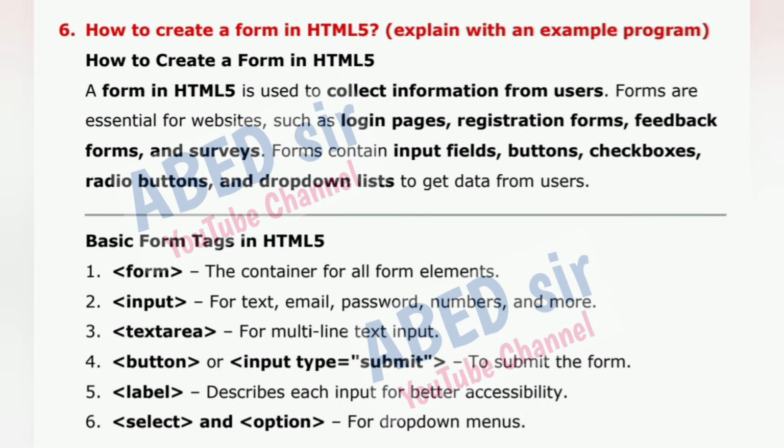Basic form tags in HTML5. 1. Form, the container for all form elements. 2. Input for text, email, password, numbers, and more. 3. Textarea, for multi-line text input. 4. Button or input type is equal to submit to submit the form. 5. Label describes each input for better accessibility. 6. Select and option for drop-down menus.